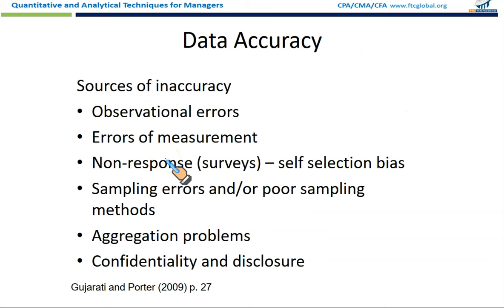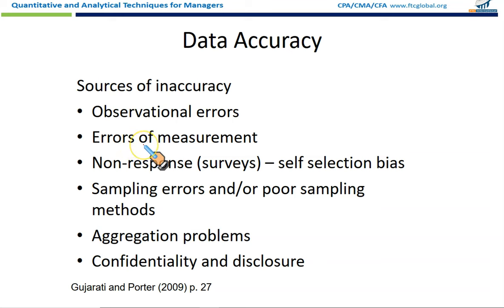Okay, the data that we gather, it may have some inaccuracies. There may be some mistakes in it. First is the observational errors. Observational errors occur when there are mistakes in recording the data. So in the context of earnings and education that we are discussing in this lecture, this might happen if, for example, the income level or years of schooling are incorrectly reported or incorrectly recorded.